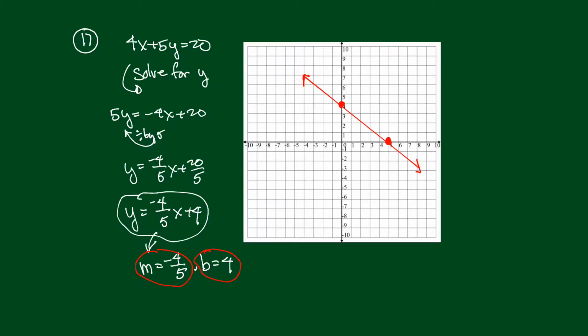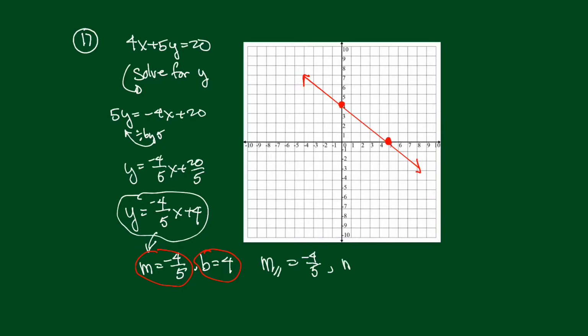And while we're doing this, can you get the slope? Well, let's do it together. Can we get the slope of any line that's parallel to this line? Well, we know parallel lines have the same slope. So our line has slope negative 4/5. A parallel line would also have slope negative 4/5.